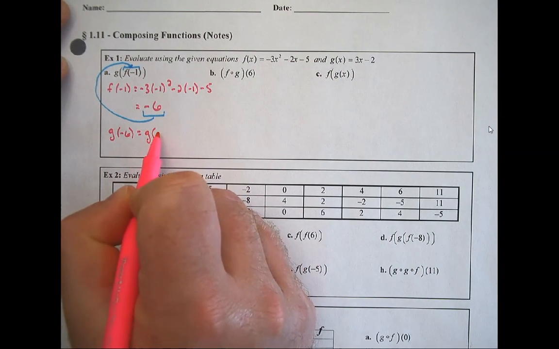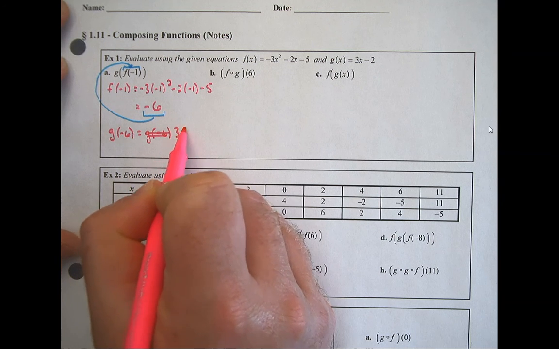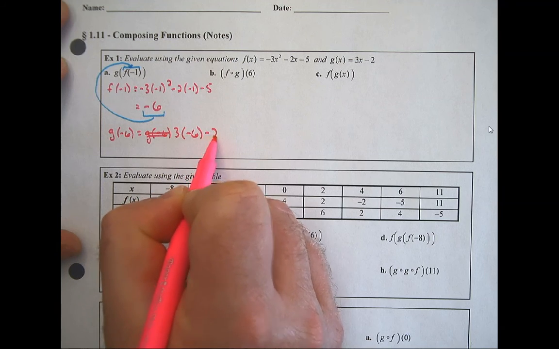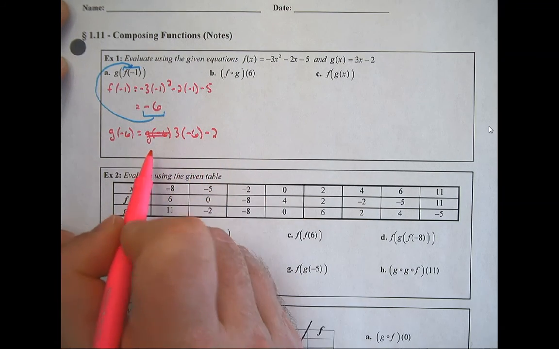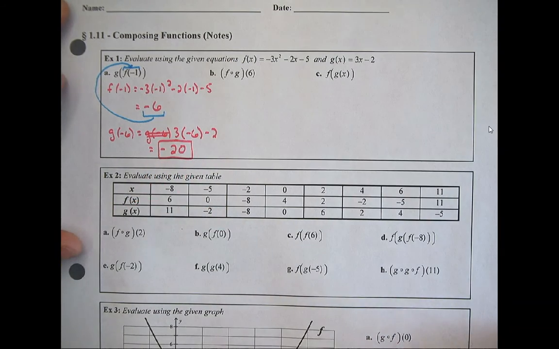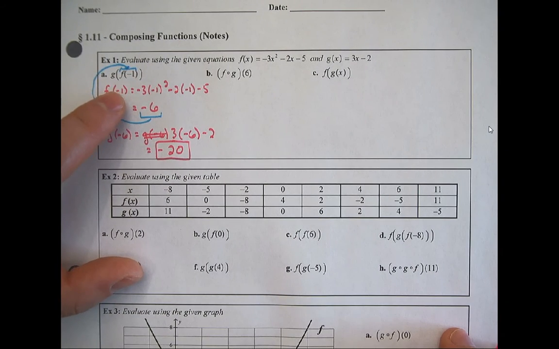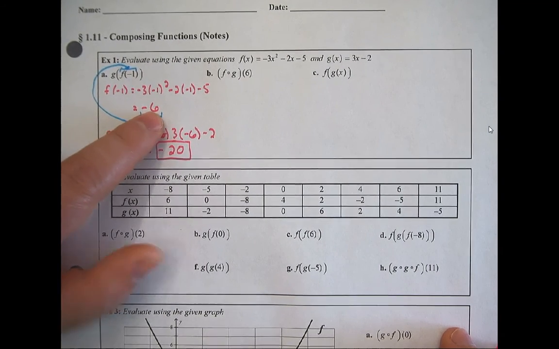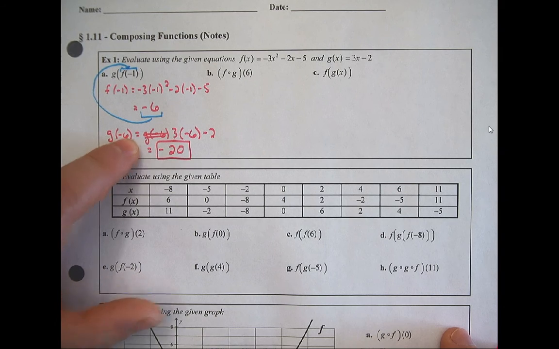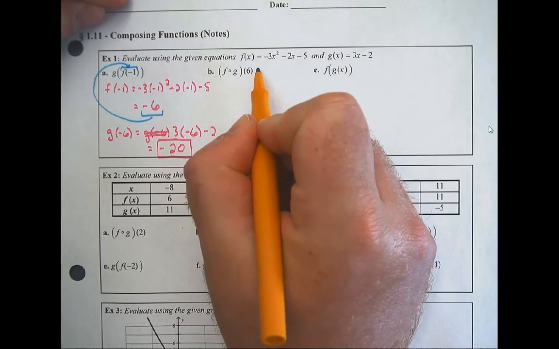So g of negative 6, 3 times the quantity negative 6, subtract 2, that's negative 18, subtract 2 is negative 20. So negative 20 is our final answer. That's our output, okay? So this is our first input. That input has an output. Then that output becomes the new input in the other function, which then gives us our final output of negative 20.